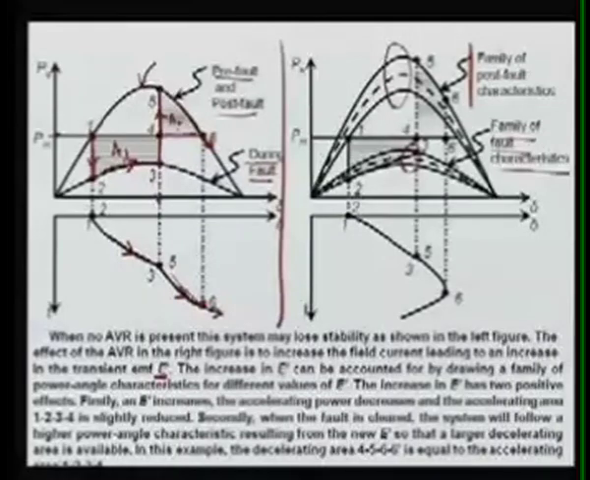So the increase in EF can be accounted for by drawing a family of power angle curves for the different values of E prime. The increase in E prime has two positive effects. Firstly, as E prime increases, the accelerating power decreases. Now you can see during this condition, let's suppose your machine was operating at this point and this was your pre-fault condition.